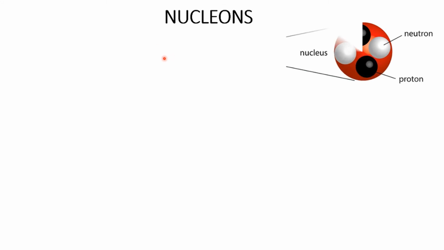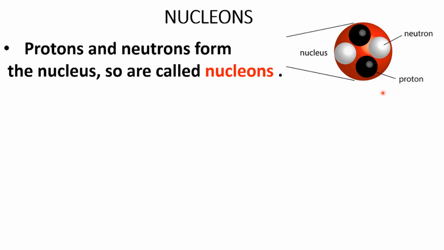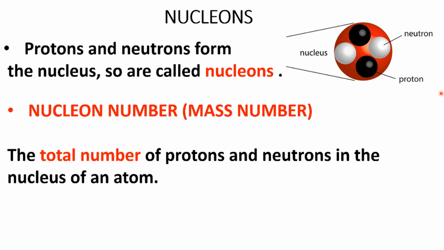What about electrons? Here is the nucleus, and it contains neutrons and protons. Protons and neutrons form the nucleus, so they are called nucleons. What is the meaning of nucleon number, or mass number? The total number of protons and neutrons in the nucleus of an atom.